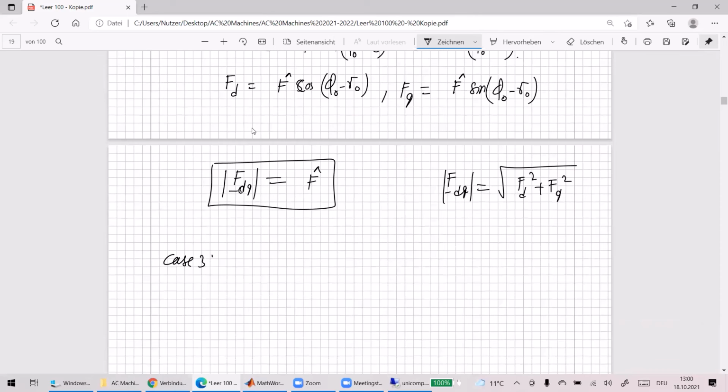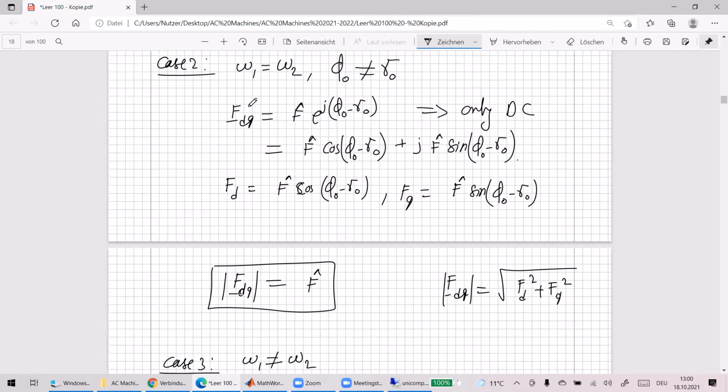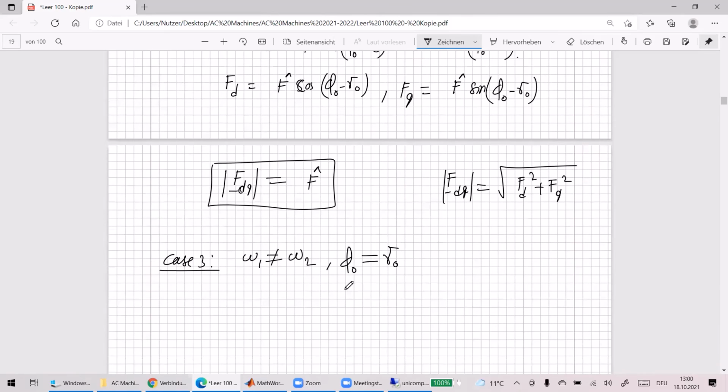Case 3. Now omega 1 is not equal to omega 2 and phi naught, let's say, equal. It does not make sense, or maybe it makes sense. In the beginning we can have anything. So let's say we have it like this, so it can be like this, or I will write it like this. Well, let's say we'll make that case 4.